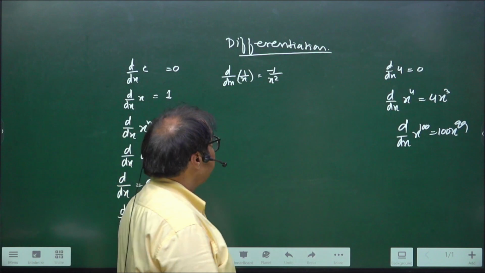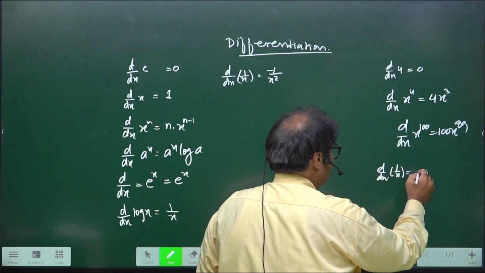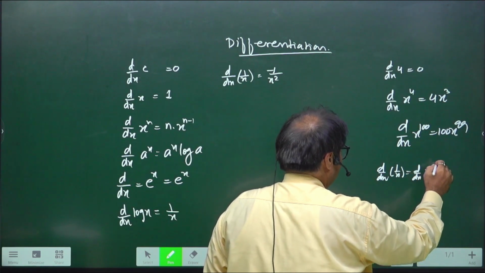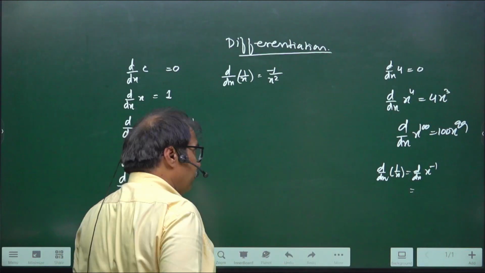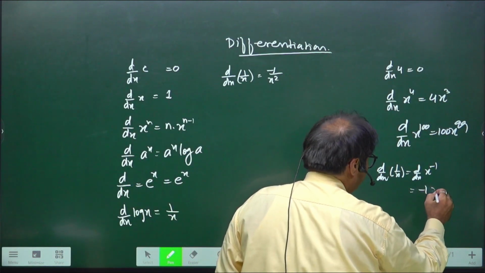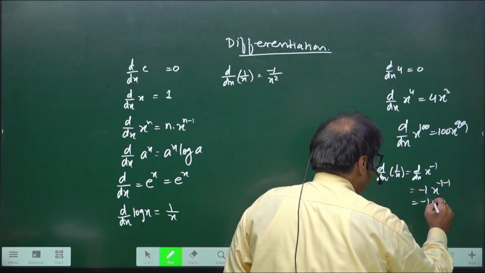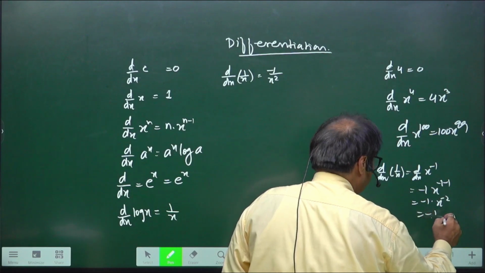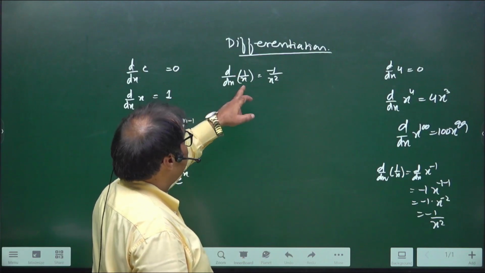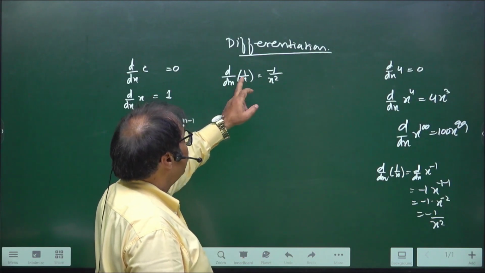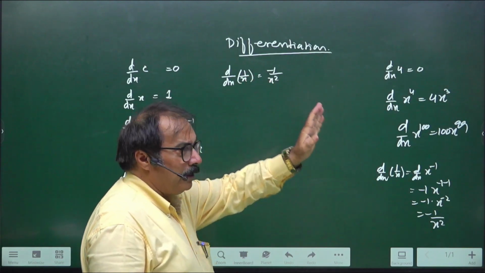What did I do? See, d by dx of 1 by x can be written as d by dx of x raised to minus 1. Now apply d by dx of x to the power n. So minus 1 into x to the power minus 1 minus 1, that is minus 1 into x to the power minus 2. So this is minus 1 upon x square. What I mean to say is, if the variable is in the denominator, put the minus sign with the power and in the denominator add one more power.